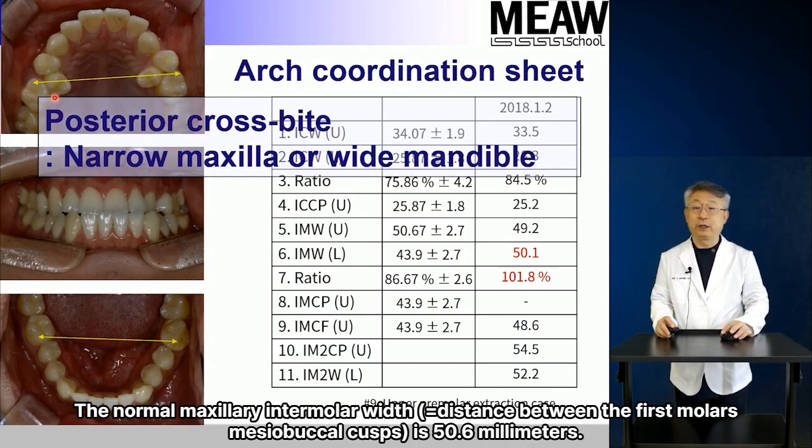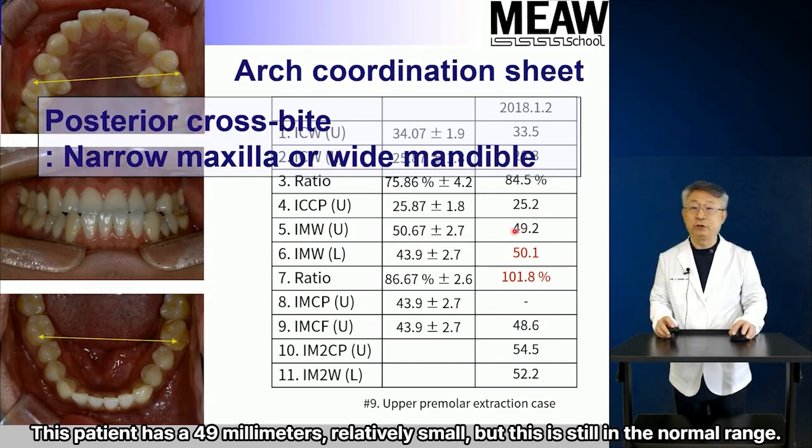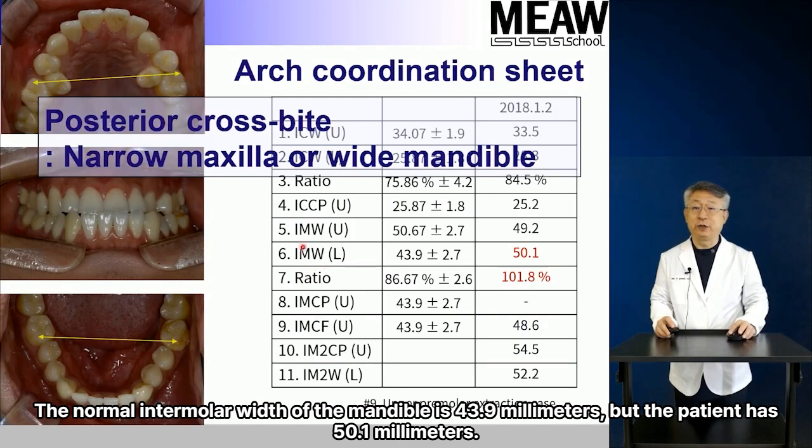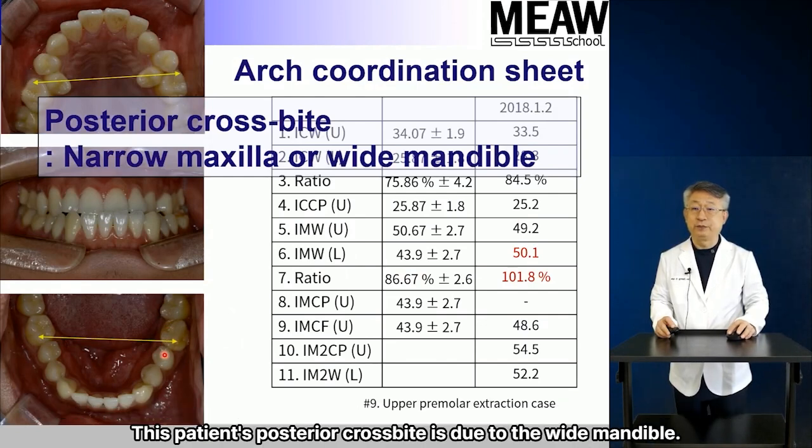The normal maxillary intermolar width, the distance between the first molars' mesiobuccal cusps, is 50.6 millimeters. This patient has 49 millimeters, relatively small, but this is still in the normal range. The normal intermolar width of the mandible is 43.9 millimeters, but the patient has 50.1 millimeters. This patient's posterior crossbite is due to the wide mandible.